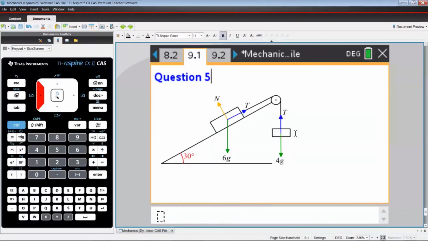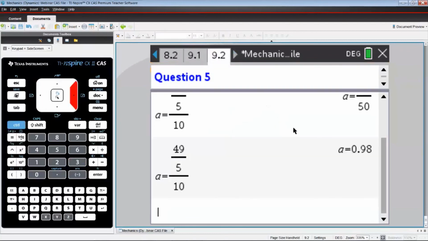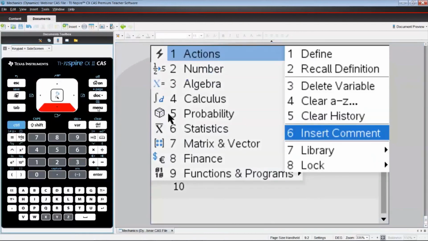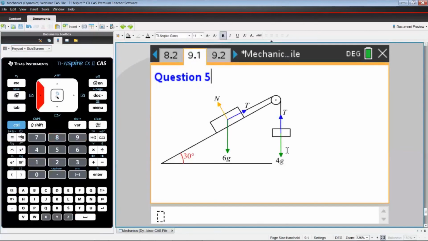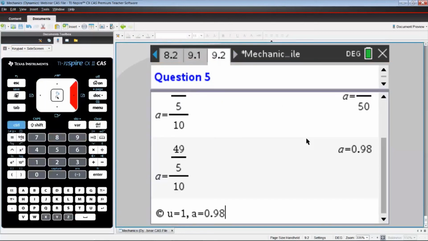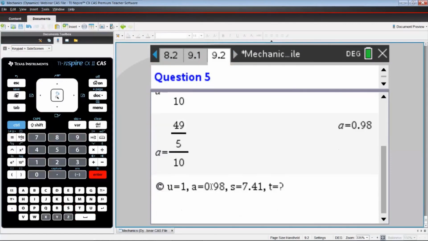So we have an initial speed of 1 meter per second. I'll just write that in a comment here. We have an initial speed, which is most often referred to as u, which is 1. We then have an acceleration of 0.98. By the way, I'm using downwards as the positive direction, given that this motion is all downwards, just for simplicity. So a equals 0.98. We also know that the distance, which we normally call s, is 7.41 meters, and our job is to find the amount of time it takes to complete that journey. So we have u, a, s, and t.